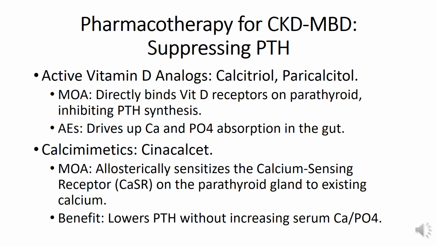So even normal calcium levels are perceived as higher. As a result, the parathyroid gland reduces parathyroid hormone secretion. This happens without actually increasing serum calcium. That is a major advantage, because it lowers parathyroid hormone without raising calcium or phosphate levels. This helps avoid worsening vascular calcification. It also helps stabilize mineral balance more safely in end-stage renal disease patients.